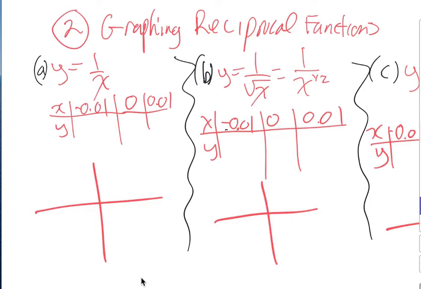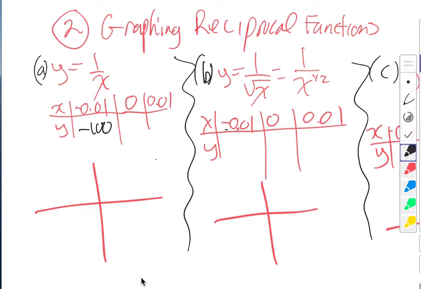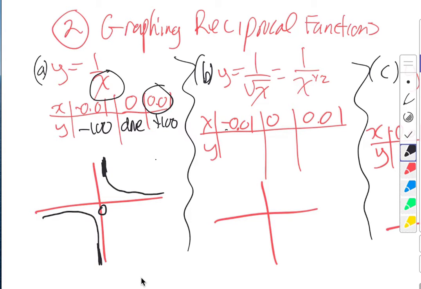0 goes into 1? Well, it can't, right? It's an infinite number of times. And then 0.01 goes into 1, again, 100 times. So what does our table look like? Well, that's going to be negative 100. That's DNE, does not exist, and that's positive 100. So if that's 0, this is way down here at negative 100. The other graph is way up here at positive 100 when we're at positive 0.01. And then when x gets really, really big, what's 1 over a million? Well, it's really close to 0. So there's what 1 over x looks like.